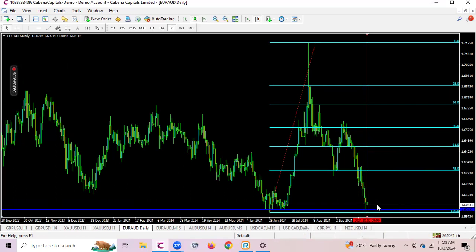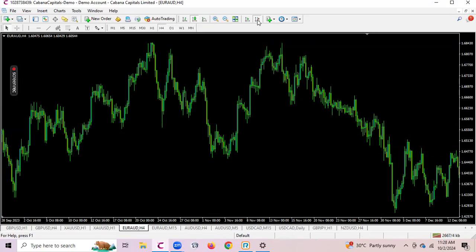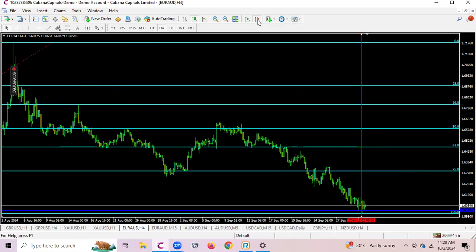So selling Euro Aussie at the current market price is at a very high risk. Don't look for a sell. If you want to sell, there has to be a pullback before you sell. Are you with me? There has to be a pullback. You can't sell at the current market price.